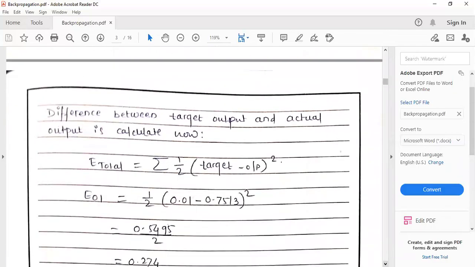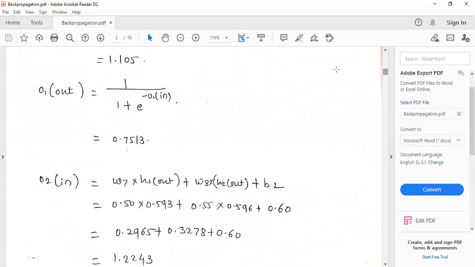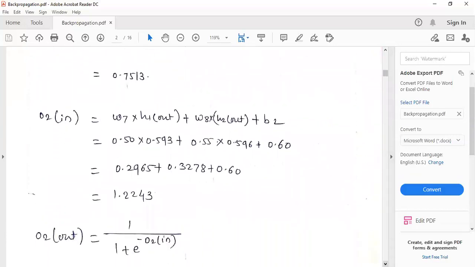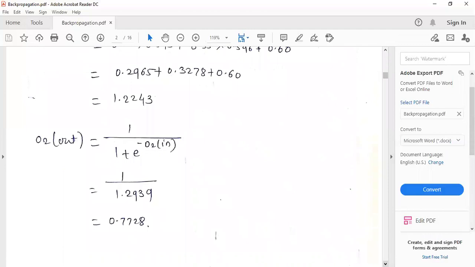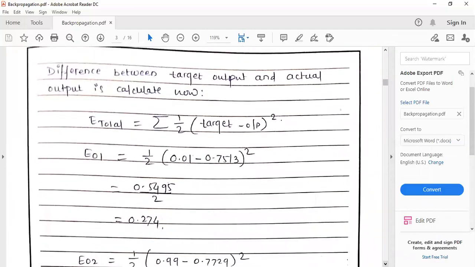Now see what values you are getting here. So O1 out and O2 out are the values. 0.7513 is the value for O1 out, and 0.7728 is the value for O2 out. So these are the values coming out from the neural network. Now they have given values like 0.01 and 0.99, and the values calculated by us are different.